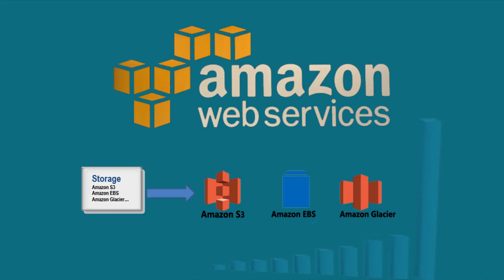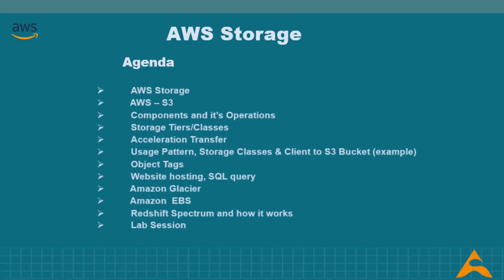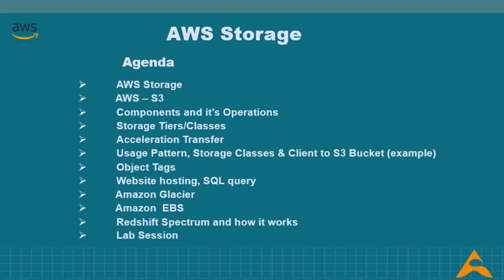So let's begin with the agenda. Here, we will discuss AWS Storage Services, storage options, Amazon S3 services, its component operations. Further, what are storage tiers, classes, and how acceleration transfer works? What is the usage pattern, storage classes, and client to S3 bucket, which we will understand with the help of an example. We'll talk about object tags, how to host a website, how SQL queries are performed.